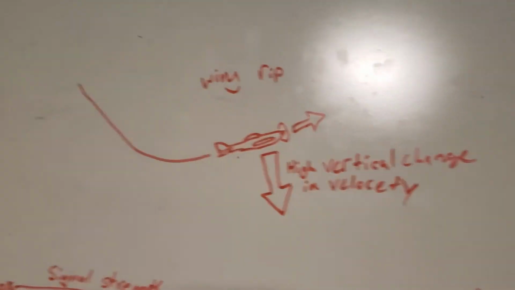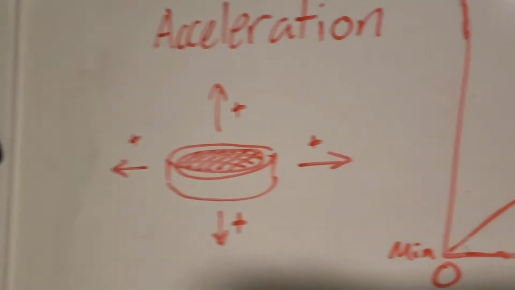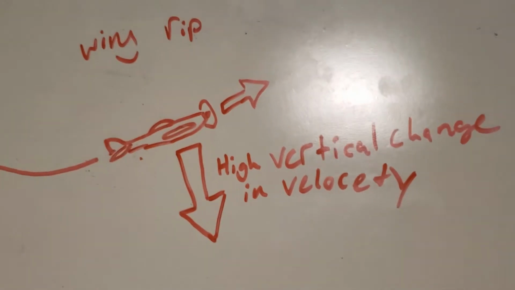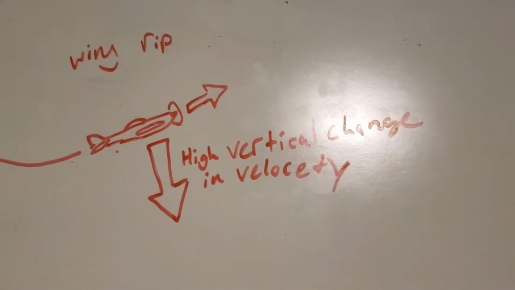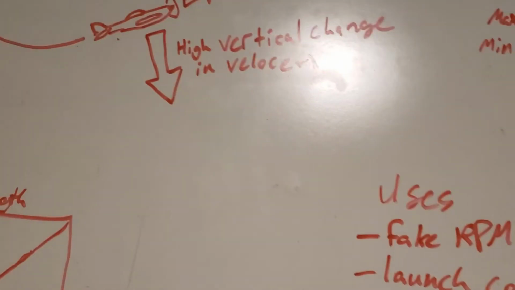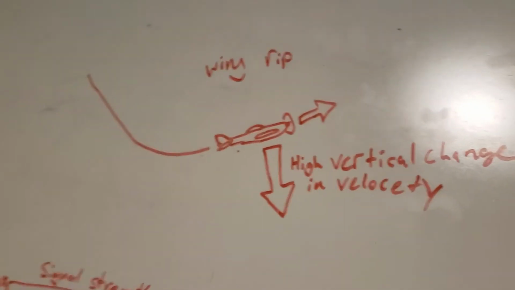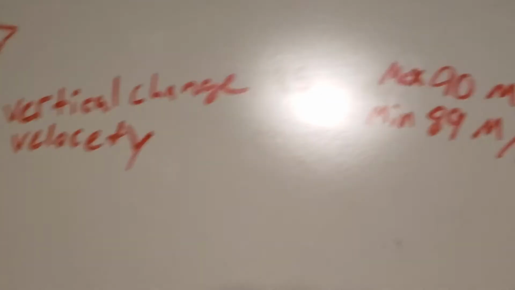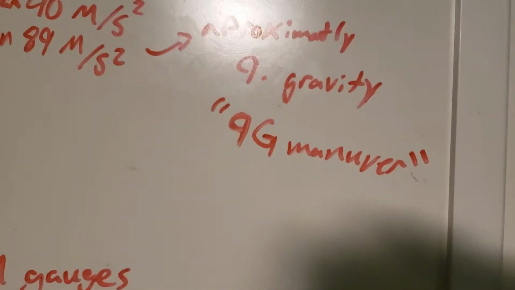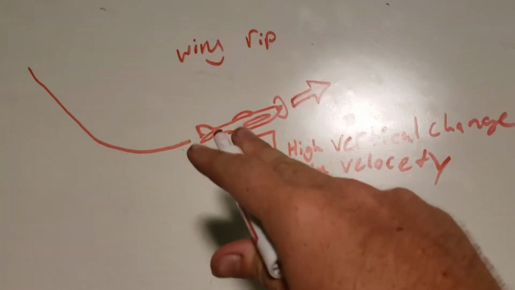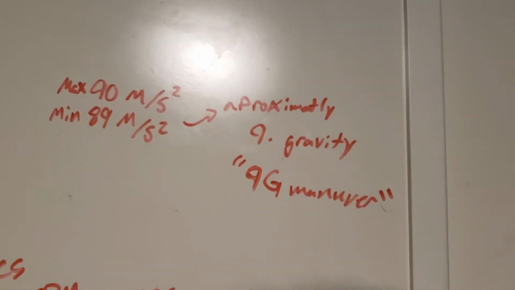You would want to be using an acceleration sensor, right? And you can see here the forces. So you just pulled out of a dive, high vertical change of velocity. And basically any acceleration that would be over 90 meters a second squared would then cause detonators you would put in your wings or something else to go off, and your plane would disintegrate.